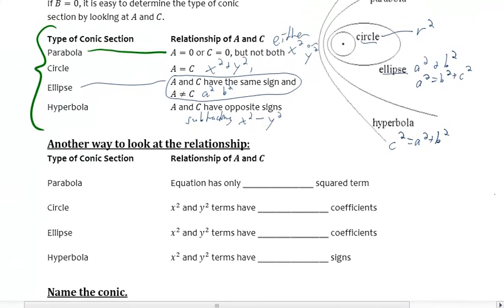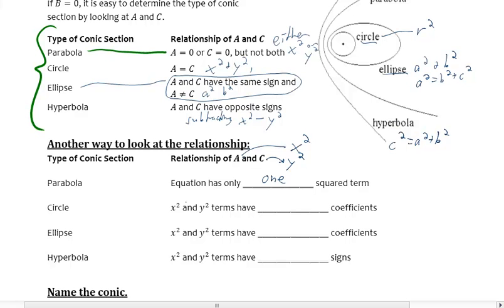Let's move down here to talk about the relationship of a and c again. Remember, in this case, when it says capital A, it really means the coefficient of x squared. When it says capital C, it means the coefficient of y squared. In a parabola, the equation has only how many square terms? 1. That's what we say when we mean either x squared or y squared, but not both. You have only one squared term.